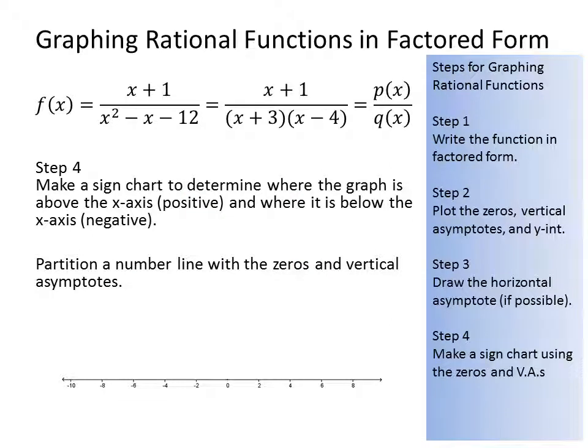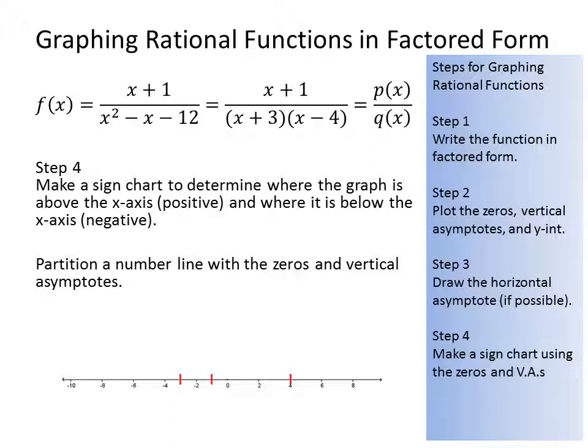Now we have to make our sign chart. Remember, we're going to partition this with all the zeros and the vertical asymptotes. And so those numbers are going to be -3, -1, and 4. These are the points where this function can change from positive to negative.